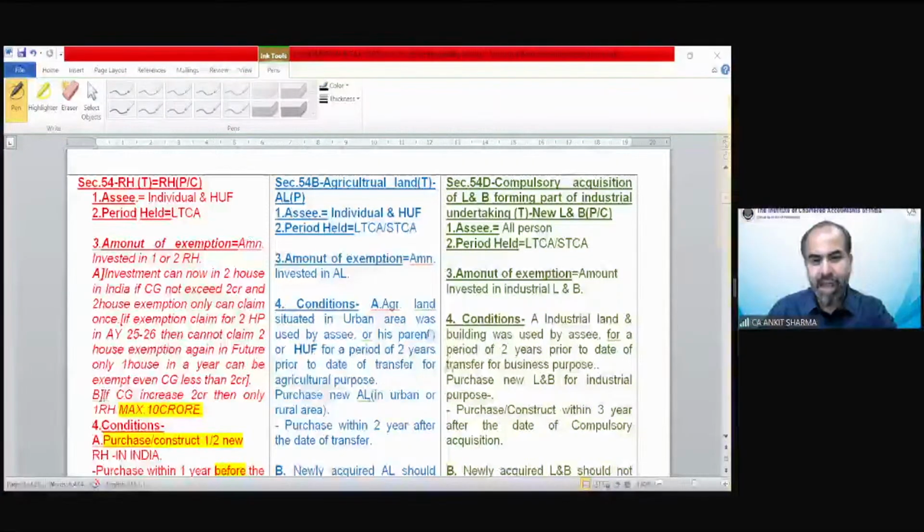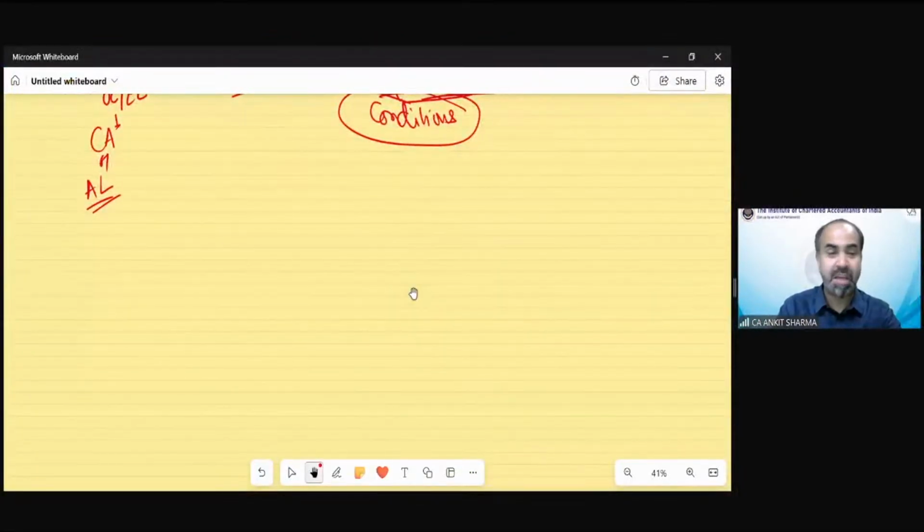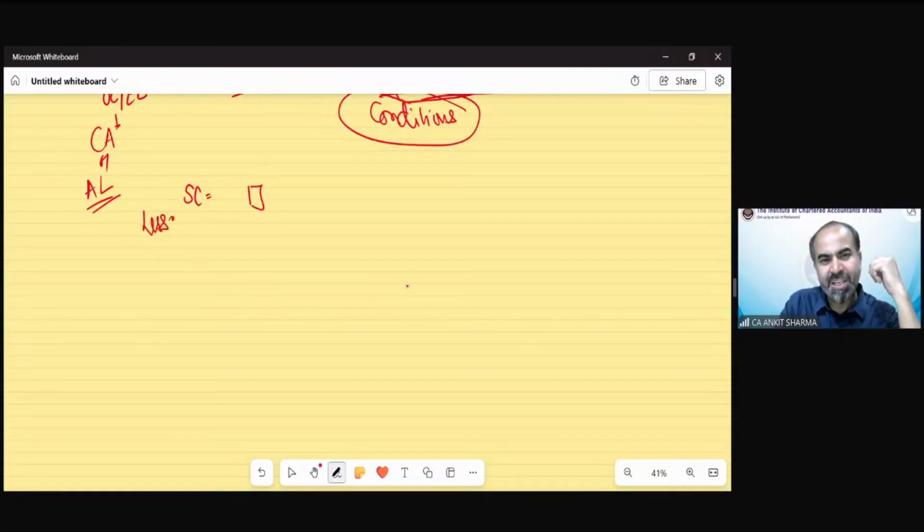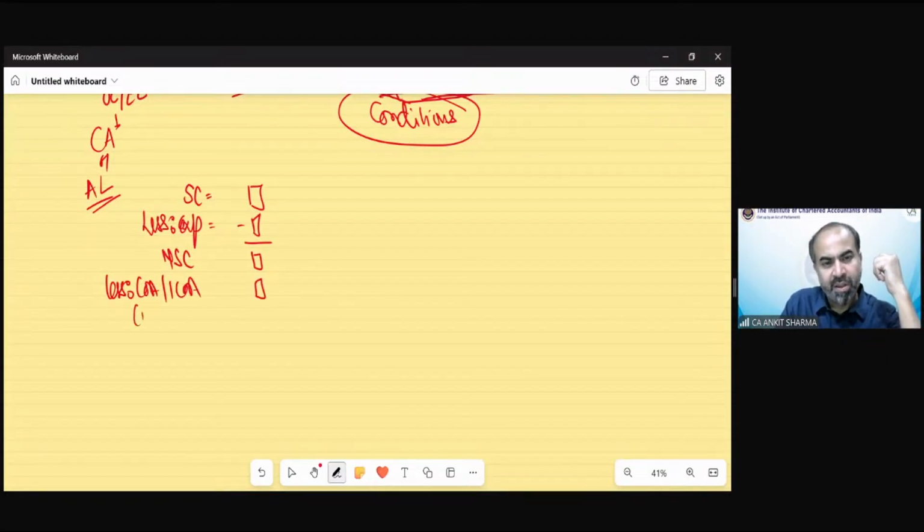how do we calculate the capital gain generally? The basic structure, the basic format is like this. There would be sale consideration. Then there would be expenses on transfer. Then there would be net sale consideration. And after that, whether cost of acquisition or indexed cost of acquisition, whether cost of improvement or indexed cost of improvement. Clear? Then we will have our long-term capital gain or short-term capital gain.